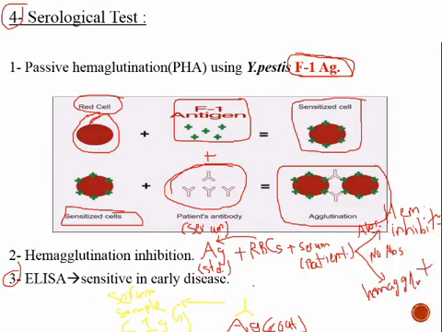So I add a secondary antibody that is either fluorescent or enzyme linked. The most important thing is that if the primary antibody exists, then the secondary antibody will give me a signal, and from this signal I will know whether there is an infection or not.